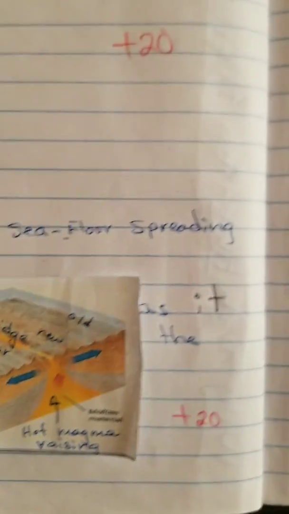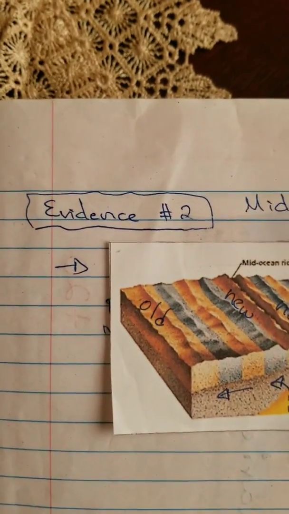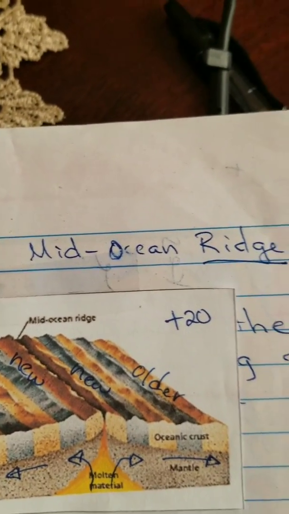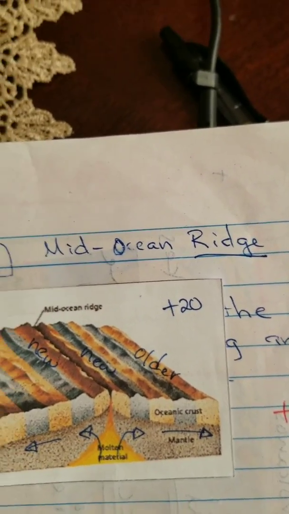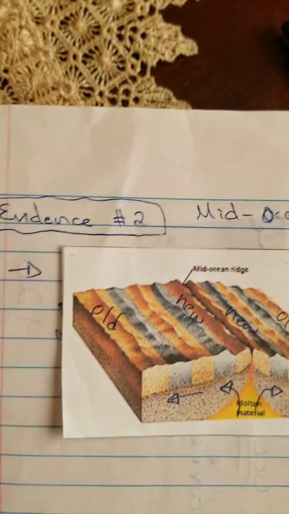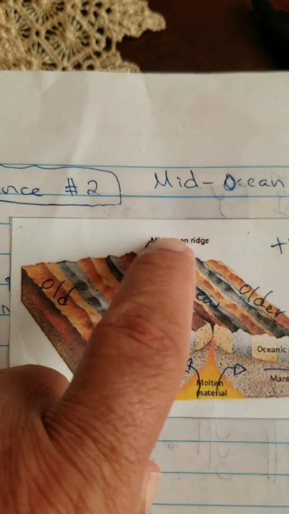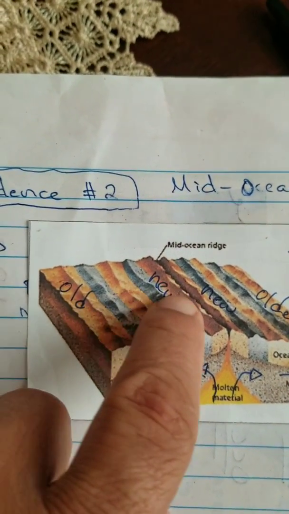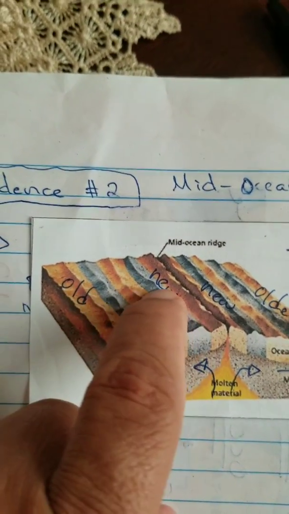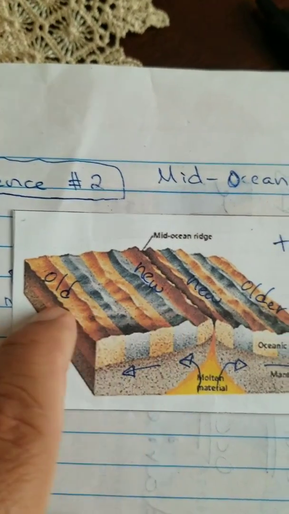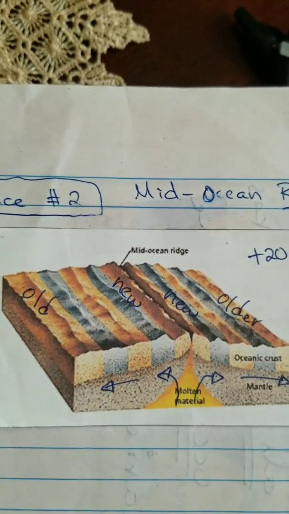All right, let's take a look at evidence number two. Evidence number two, on the other page it says that this is the mid-ocean ridge. If you see the creation of a mid-ocean ridge, this is solid evidence that the plates are moving. And we saw that mid-ocean ridge on the previous example, right? This is the new floor close to the ridge, and this is the old floor away from the ridge.